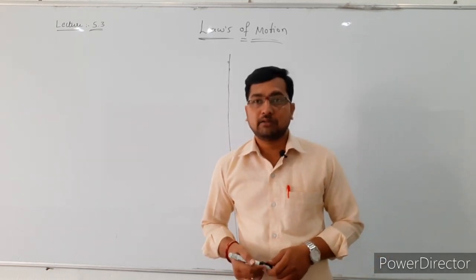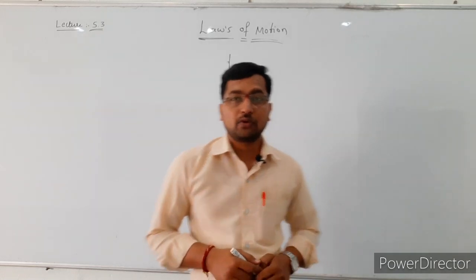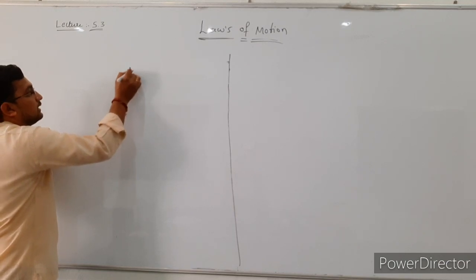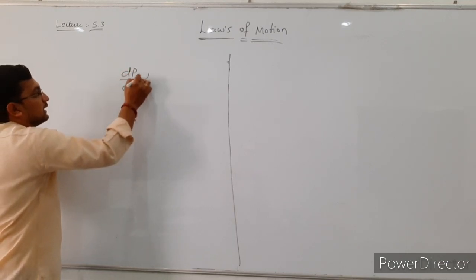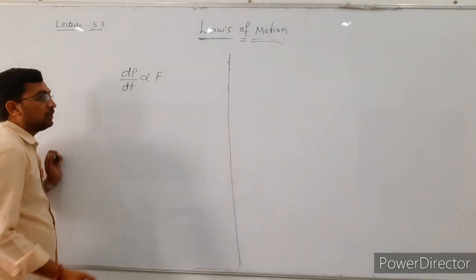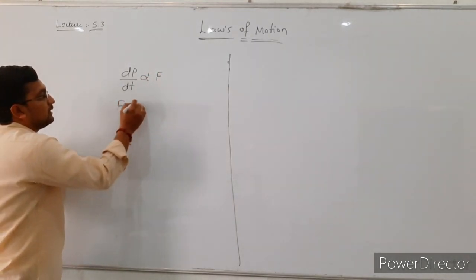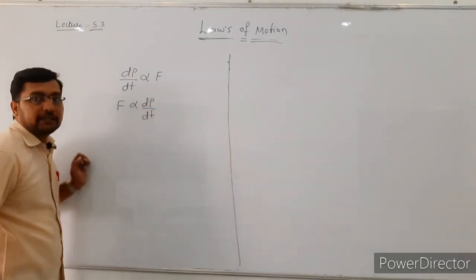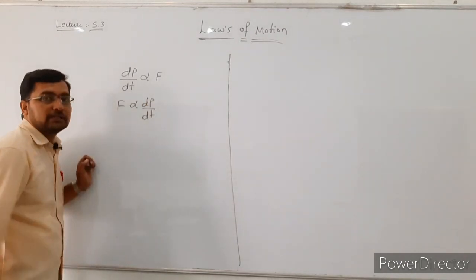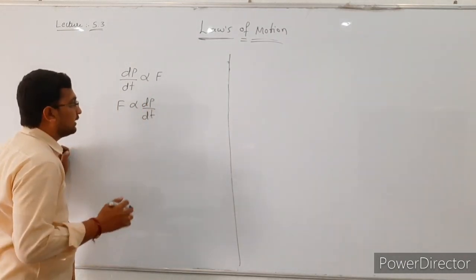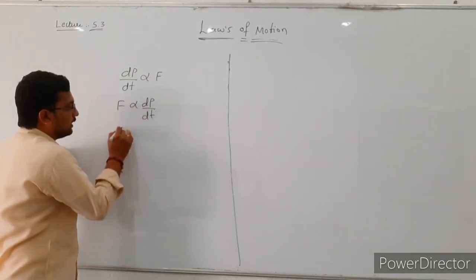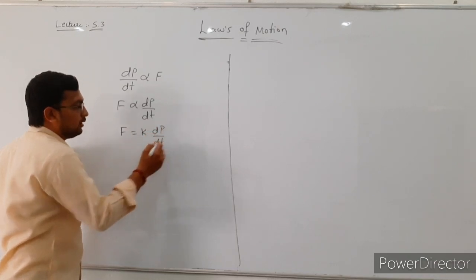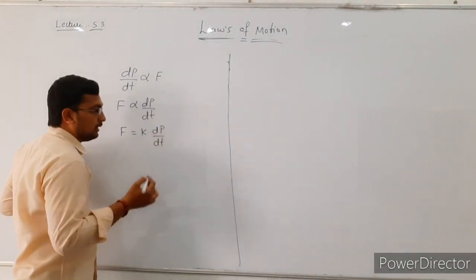The rate of change of momentum is directly proportional to the net external force acting on the body. So from this relation, F is directly proportional to dP by dt. Here, dP by dt indicates that the momentum changes with respect to time. Next, to remove this proportionality constant, we use the extra term k, so F equals k into dP by dt. P is nothing but the momentum.